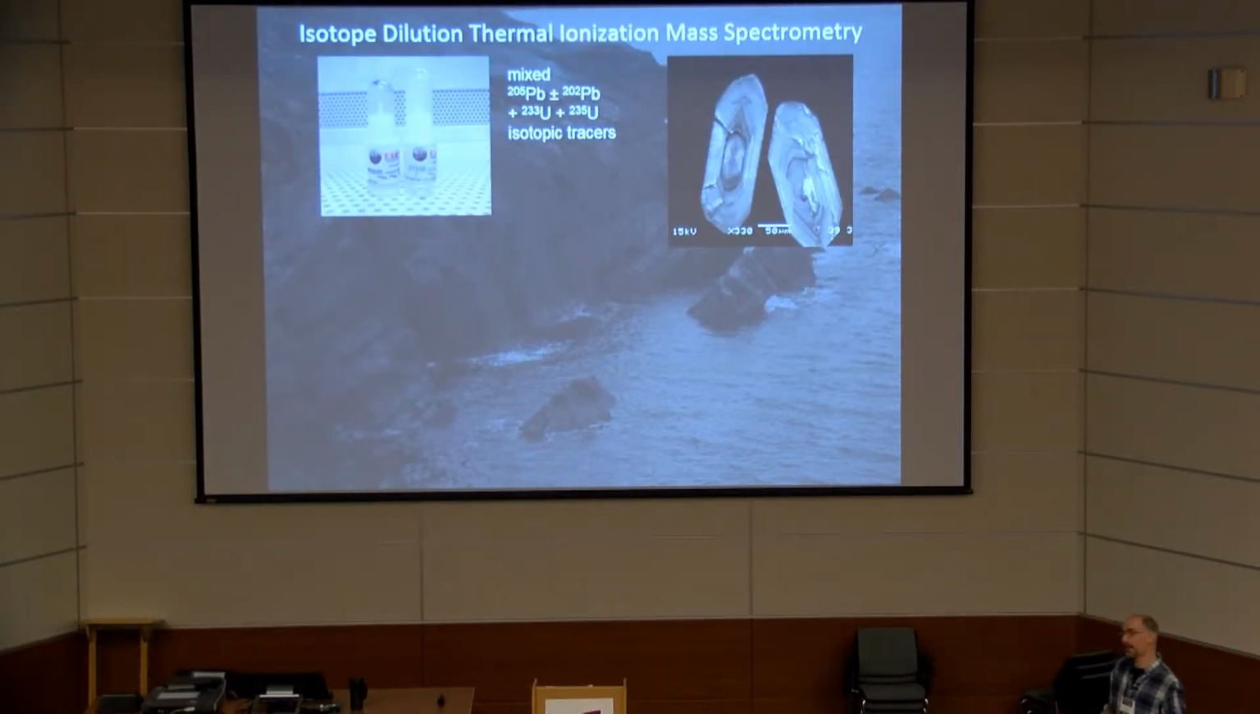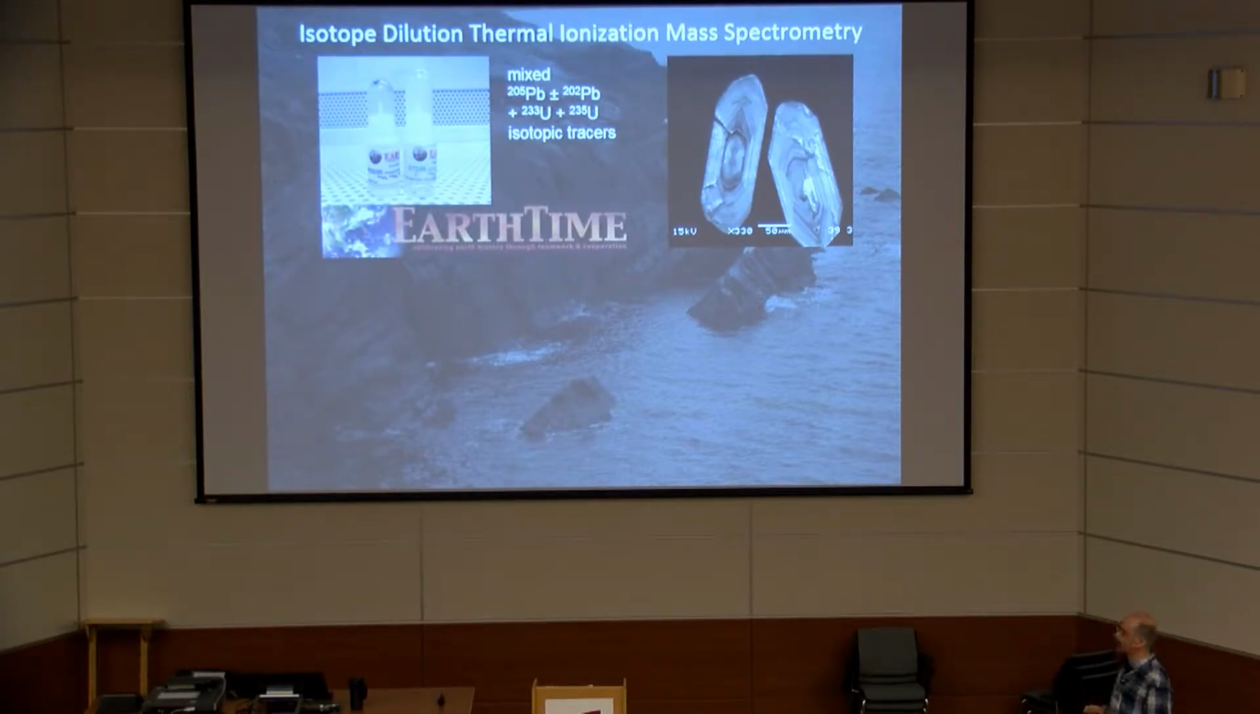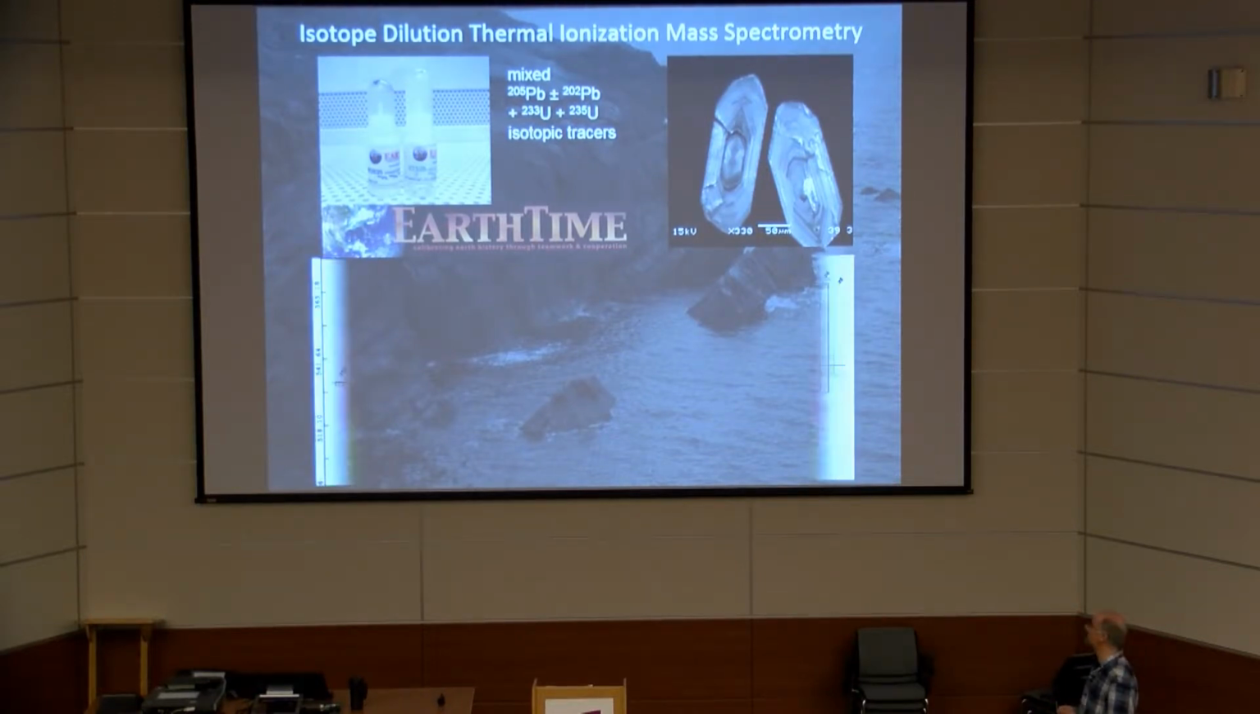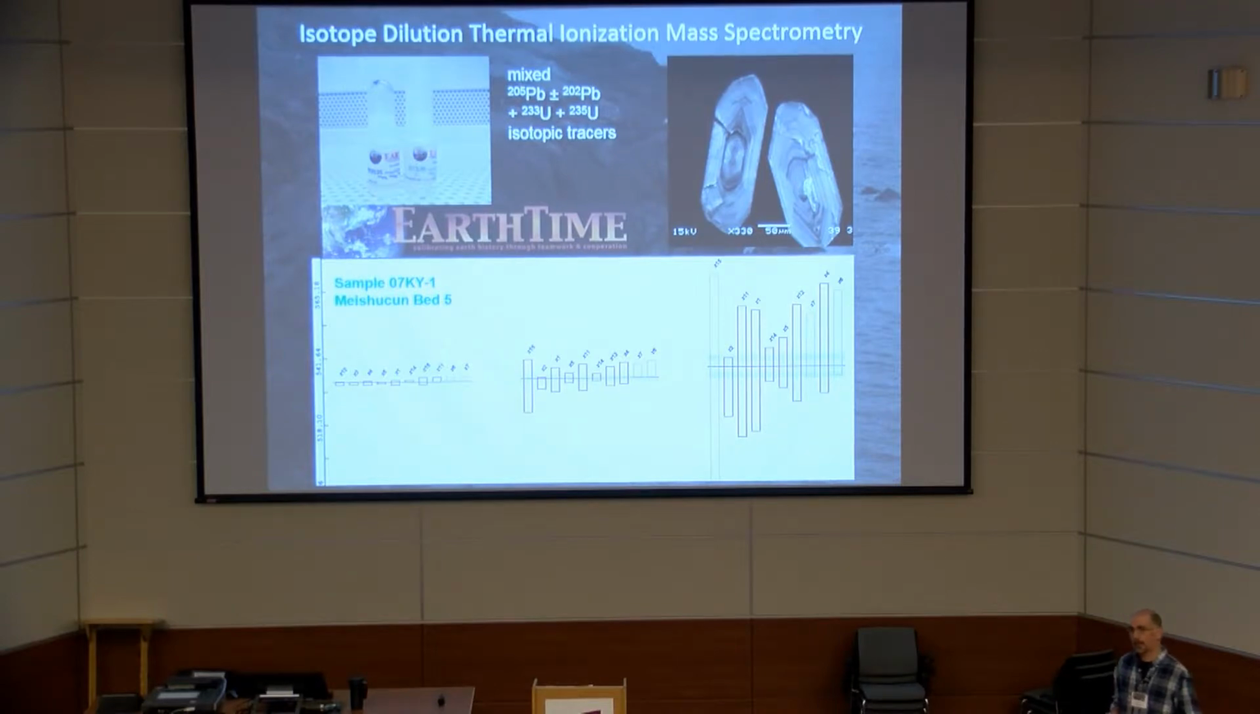Another development in that time period was the production of the mixed uranium-lead isotopic tracer under the EARTHTIME Initiative, which is very well calibrated and has been distributed to over 20 different uranium-lead labs internationally. Something to remember is that every time we measure uranium-lead, we come up with three dates. One date is based on decay of uranium-238, another on decay of uranium-235, and the third is just a lead-lead date.